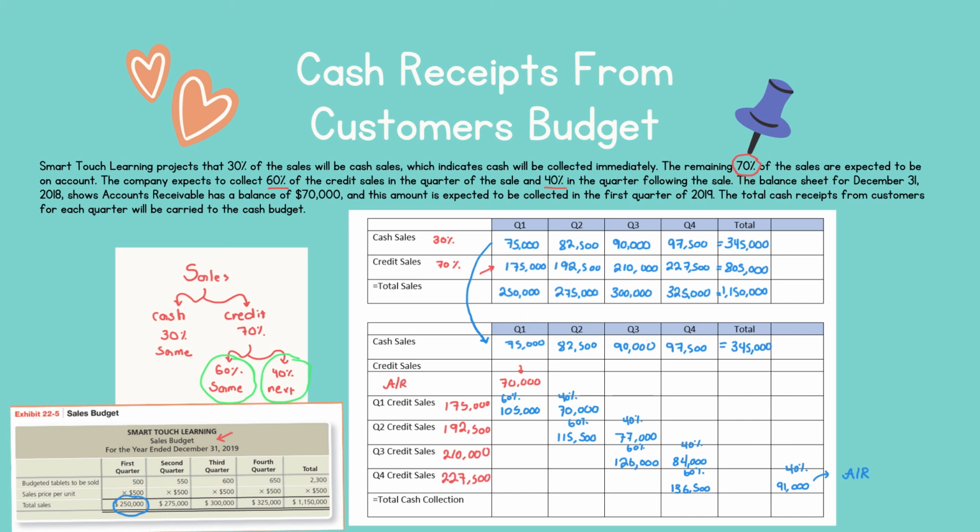Okay, now let's find the total cash collection for each quarter. 75 plus 70 plus 105, it's gonna be 250. In quarter 2, it's gonna be 268. In quarter 3, it's gonna be 293. In quarter 4, it's gonna be 318. And the total will be 1,129,000.